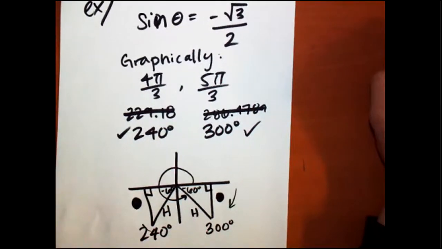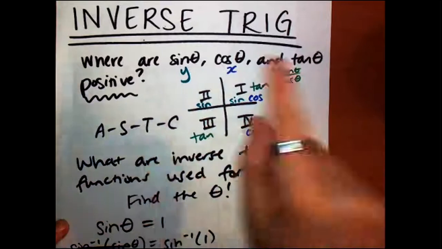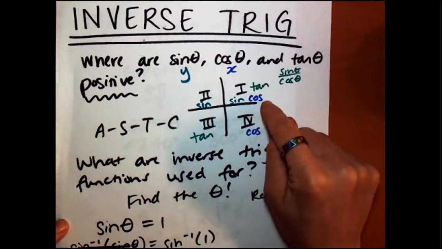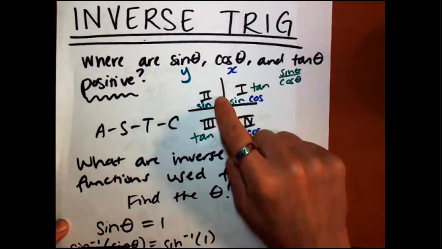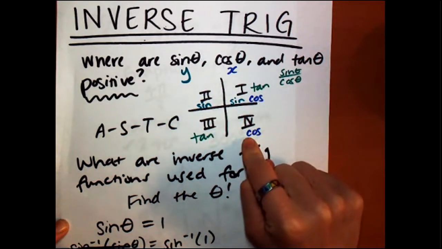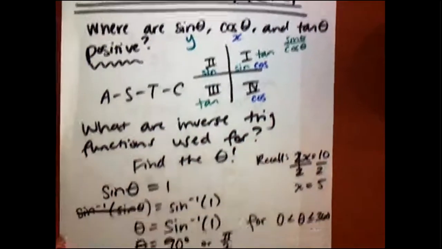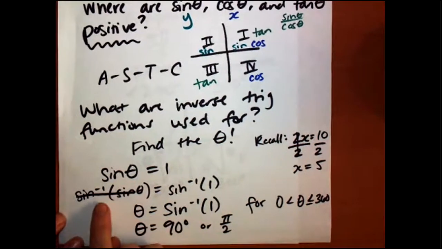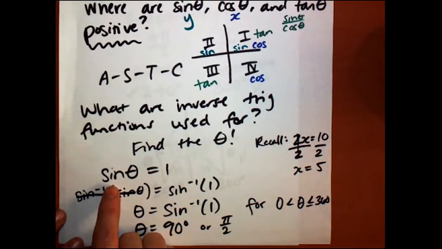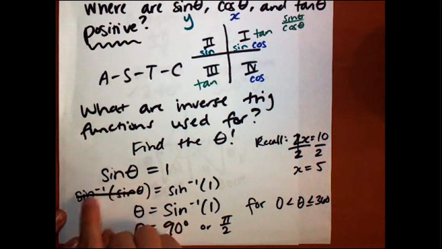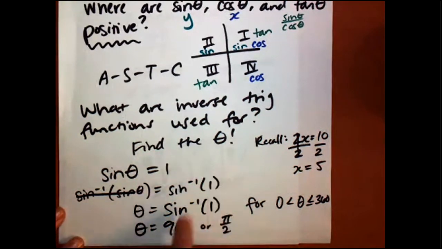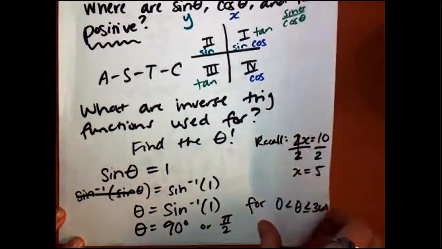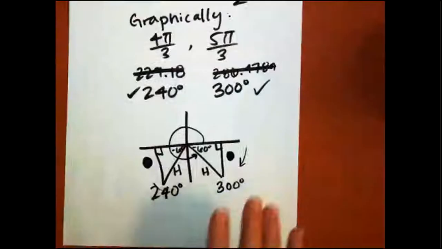All right, cool. That is your intro to inverse trig. So we talked about where sine, cosine, and tangent are all positive. All of them are positive in the first, sine in the second, tangent in the third, cosine in the fourth. We talked about what inverse trig functions are used for. They're used to find the theta. For each of your trig functions, you're going to use your inverse, which is like to the -1. So for sine, we use sine inverse, sine to the -1, to get our theta by itself. And then we can either plug into a calculator or look on our Desmos and do this graphically.